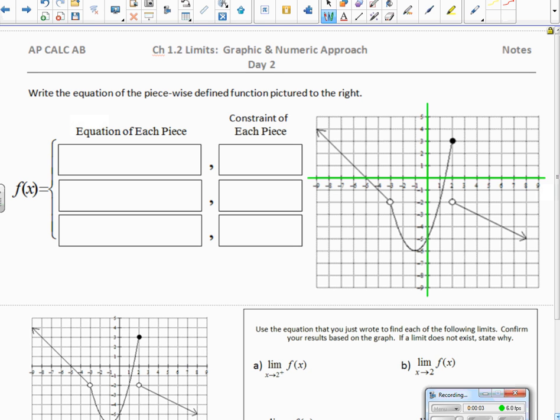Let's look at section 1-2, day 2 of our graphical and numeric approach to limits. And we'll complete the notes page for this. It's just a single page, so it should go pretty quickly. I want you to write the equations of the piecewise function pictured to the right.